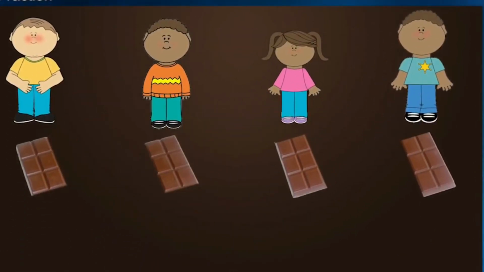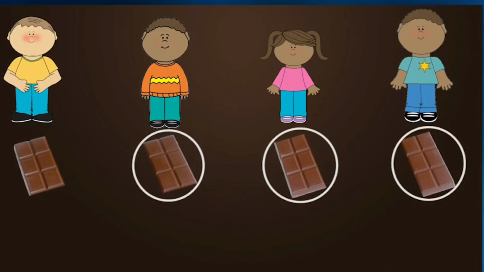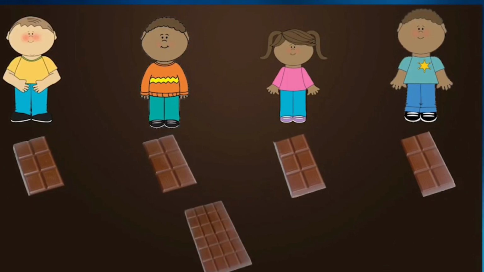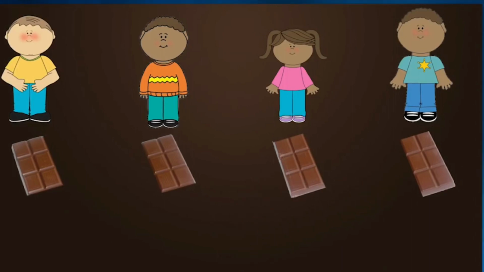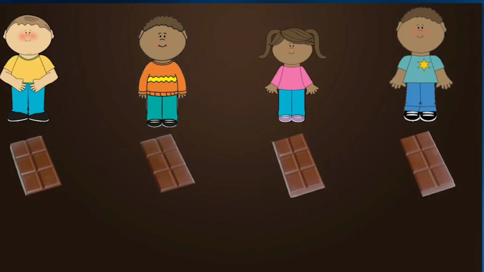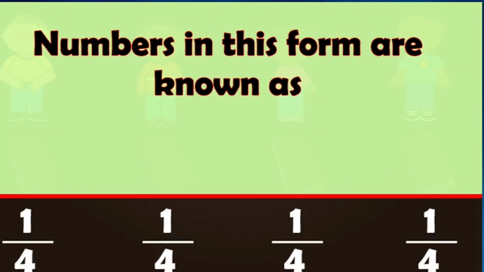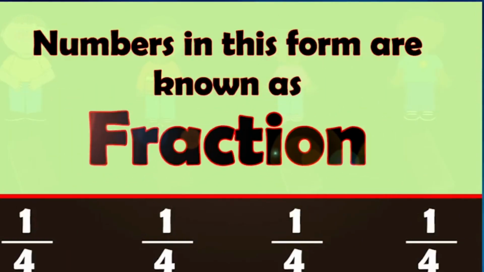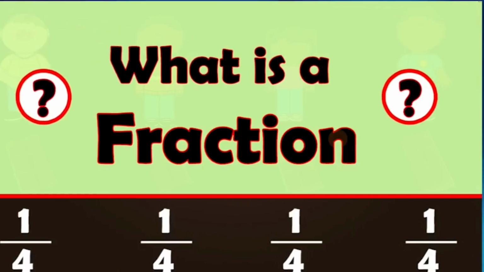You have divided one chocolate into 4 equal parts. So, each one will get one part out of 4 equal parts. Or can we say that each of you got 1/4 of the whole chocolate? And numbers in this form are known as fractions. So, what is a fraction?